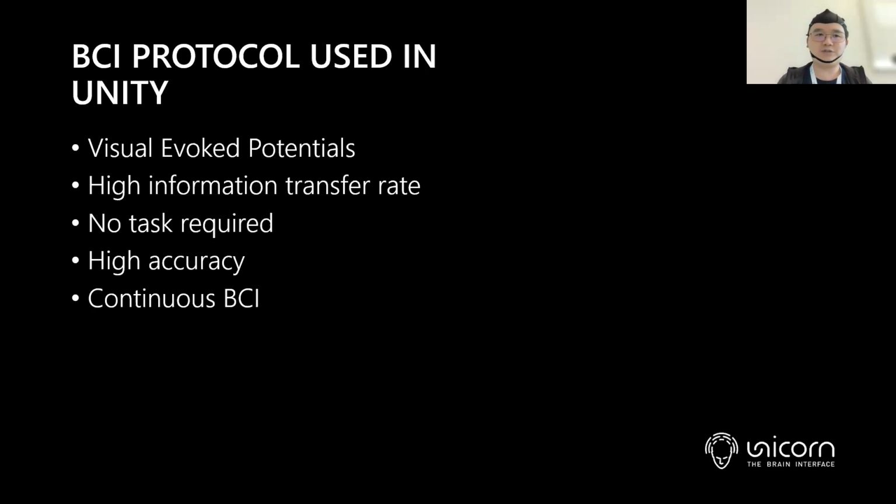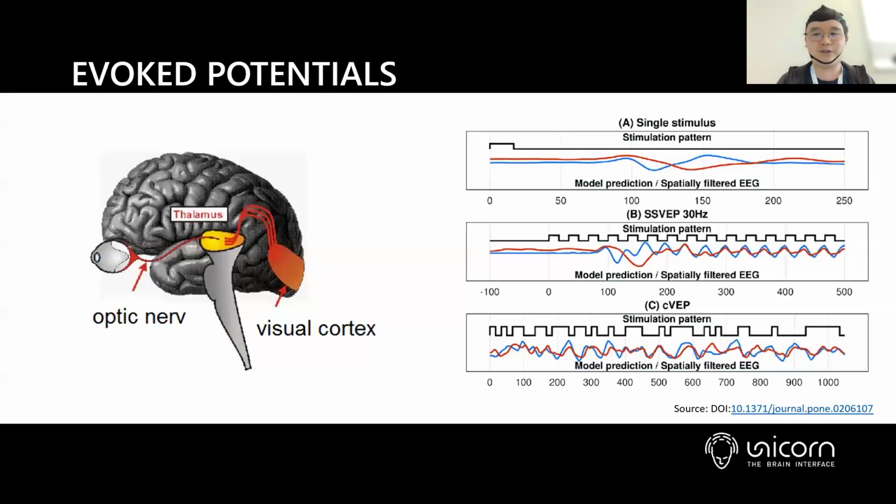To explain what an evoked potential is: if you only have one single stimulation shown visually to the user, you get a time-locked visual evoked potential. If we have a continuous stimulation happening at a particular frequency, you get the SSVEP. If we have a pseudo-randomized code, like zeros and ones in a customized order, you get the code-based visual evoked potential.